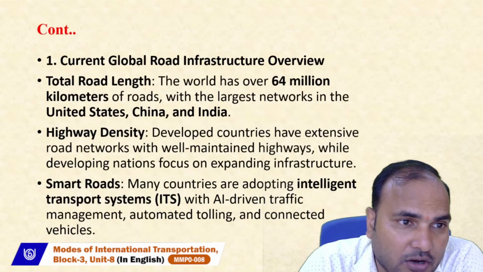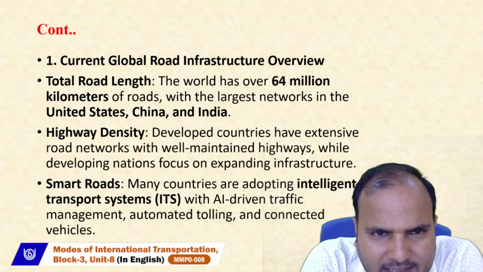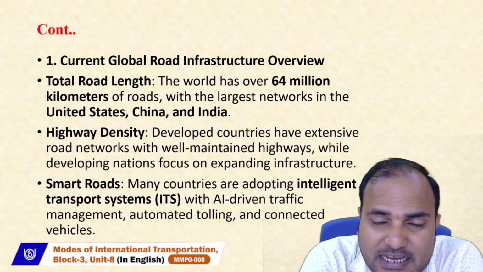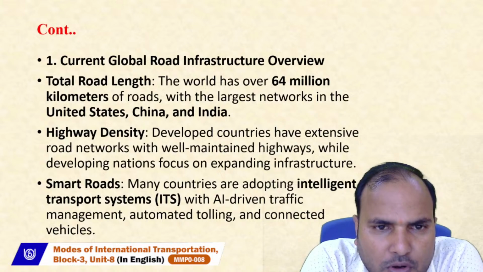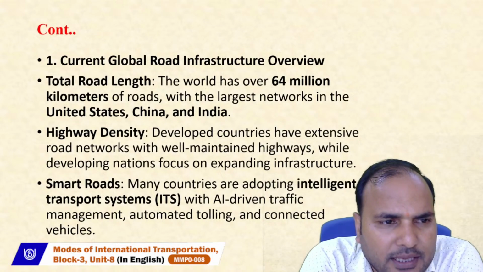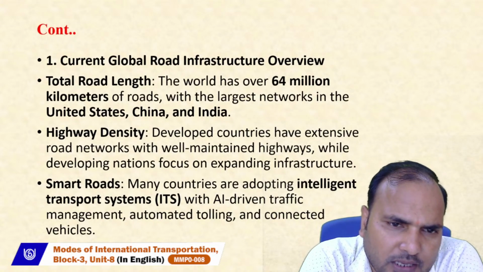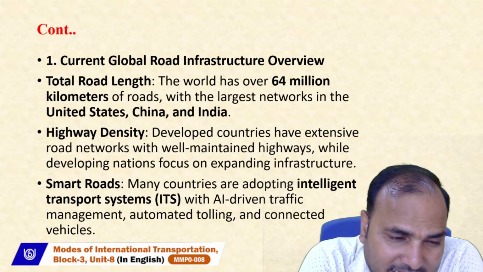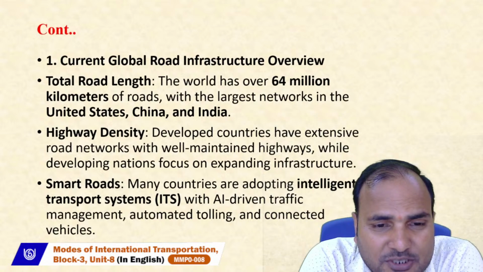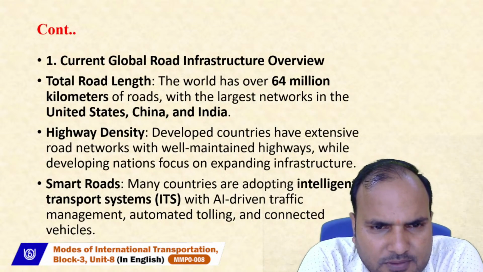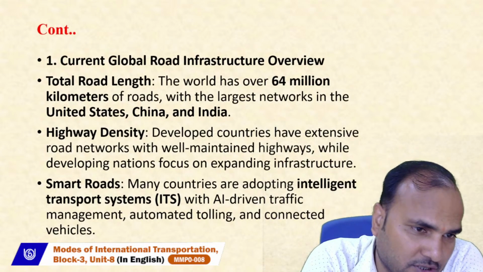So in the global scenario, the current global road infrastructure overview: total road length, the world has over 64 million kilometers of roads, with the largest networks in the United States, China, and India. Then what is the highway density? Developed countries have extensive road networks with well-maintained highways, while developing nations focus on expanding infrastructure. Naturally, this happens.